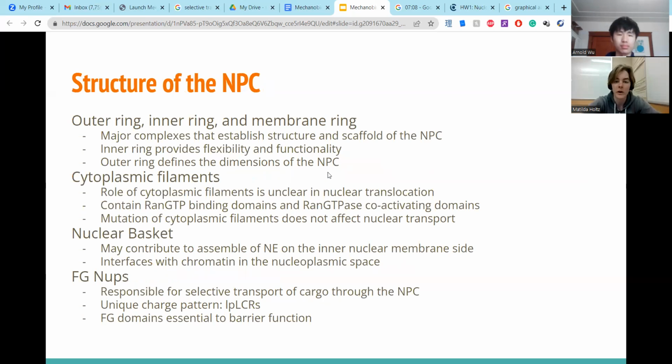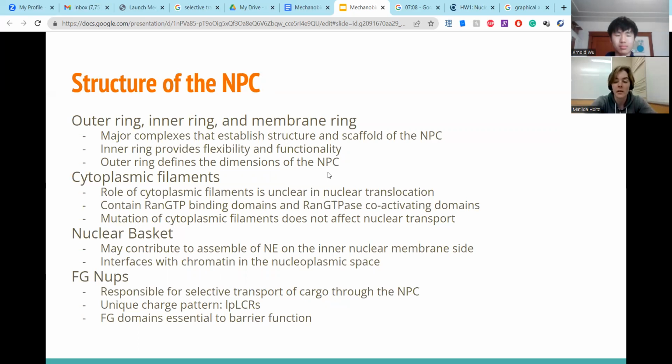Few major structures constitute the NPC. A three-ring structure makes up the scaffold of the nuclear pore complex. The inner, outer, and membrane rings all have transmembrane domains that anchor the NPC to the nuclear envelope. The inner ring and the outer ring have similar assemblies called Y complexes, although the inner ring is a flexible structure capable of greater dilation and dynamism than the rigid outer ring.